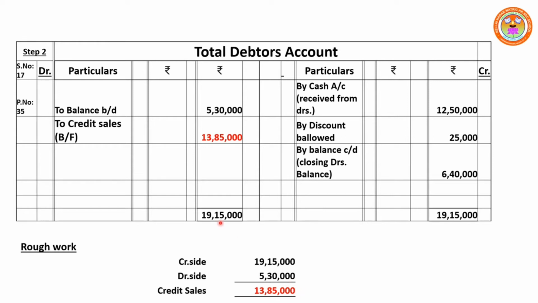13,85,000 we got it. So this will be written as credit sales. The answer which we are getting here will be used in the further steps. Okay. So to credit sales, balancing figure, inside the bracket. Now step 3, total creditors account.